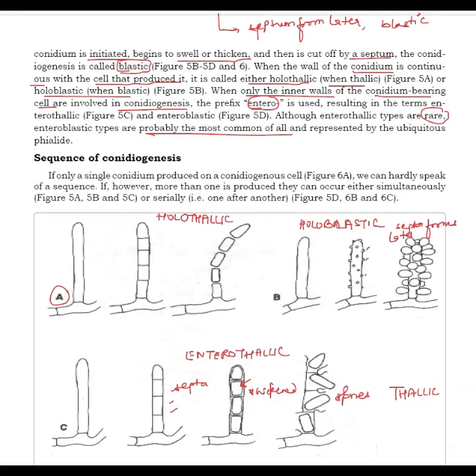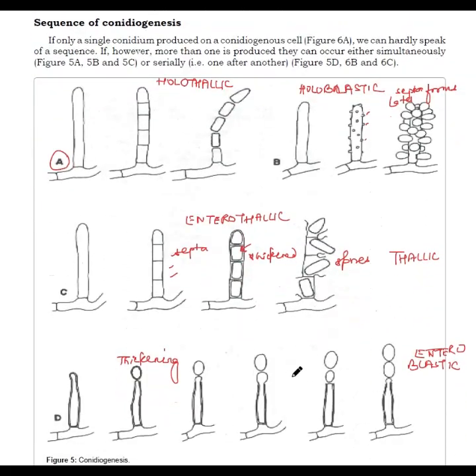Okay, so see here enteroblastic once again, where the inner wall first of all participates in the formation of the spore, and this is the most common type of formation of conidiospores. So what is the sequence? If only a single conidium is produced on a conidiogenous cell, we can hardly speak of a sequence, how it is formed.